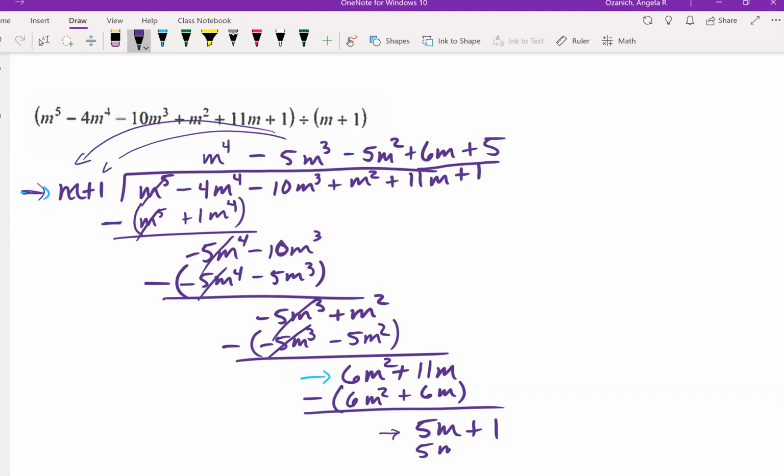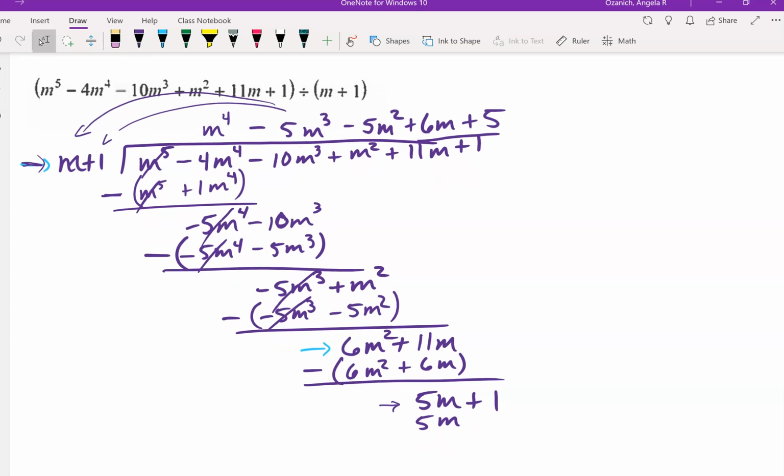And so 5m, and oh no, I would love it if it was a plus 1 because that would mean that m plus 1 was actually a factor, but it's not, and that's okay. We're just learning how to divide. So 5 times 1 is going to be 5, and again you subtract, and those cancel, and you're left with a negative 4.